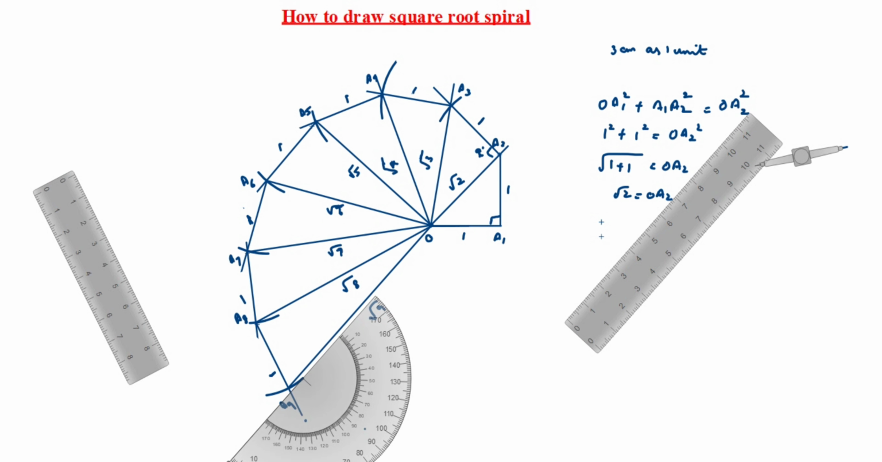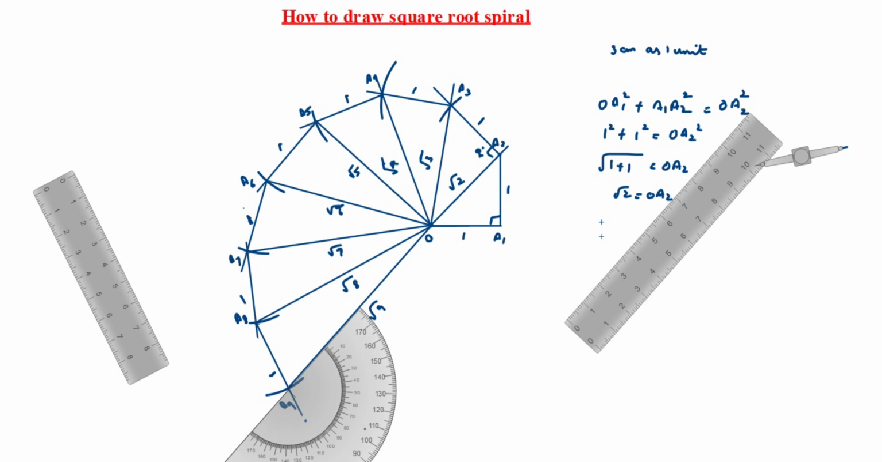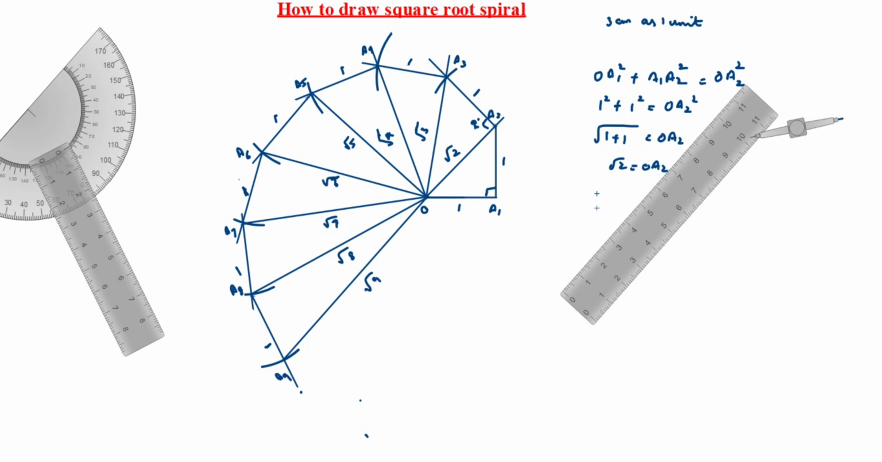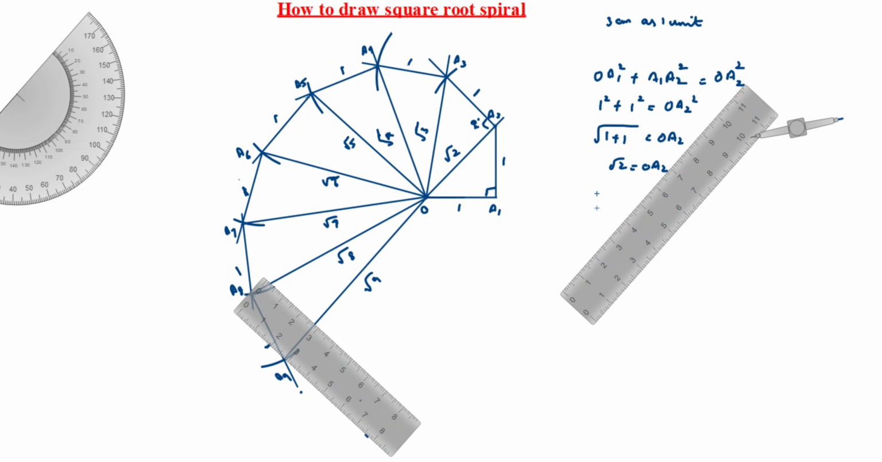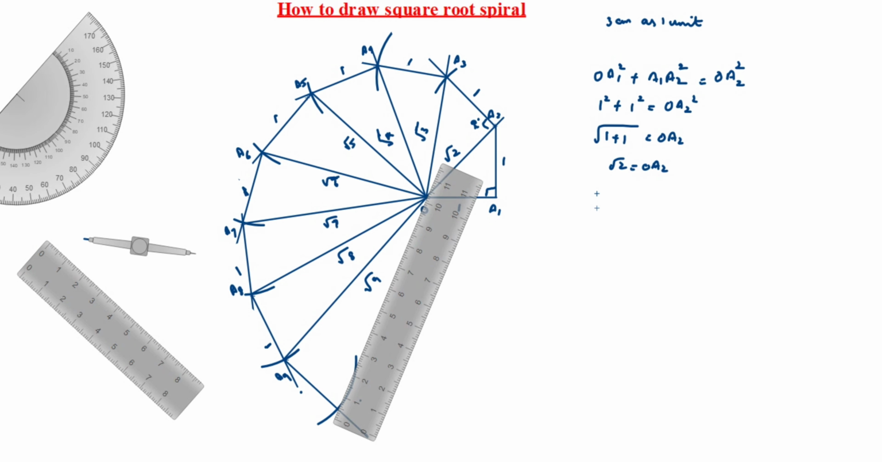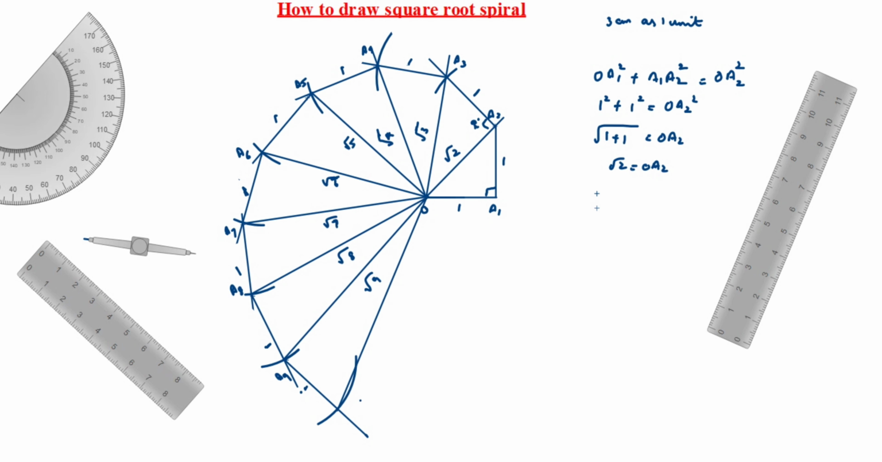Take the protector and keep the protector OA9 as baseline and mark the point perpendicular, that is 90 degree at A9. Now take the scale to join the point. Next take compass and keep compass tip at A9 and reduce to 3 cm and draw an arc. Now take scale to join the points. Here is 1. This is root 10. Next we will draw root 11.